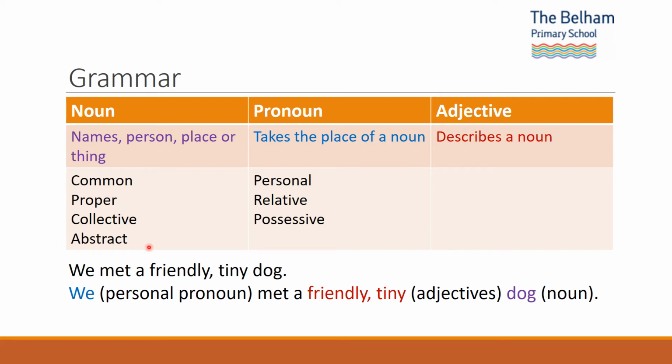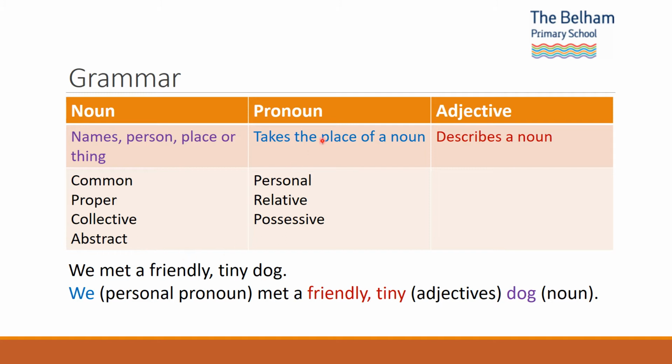And then abstract nouns are those intangible things, so things that you can't touch or see. For example, a feeling or an emotion. So love is an abstract noun, anxiety, determination, freedom, and so on. So those are our nouns.